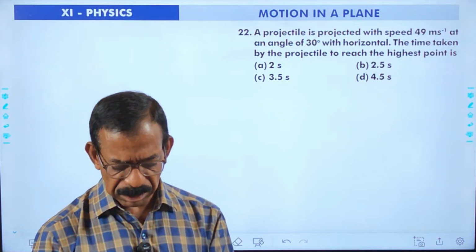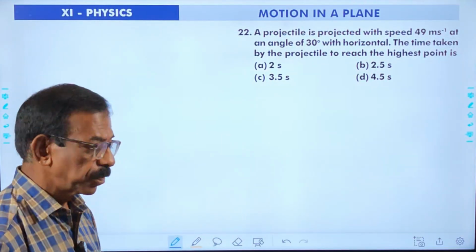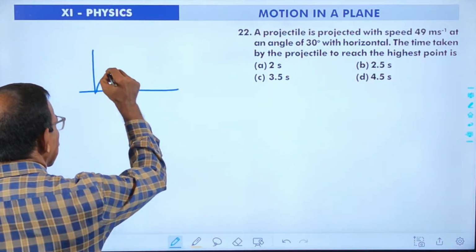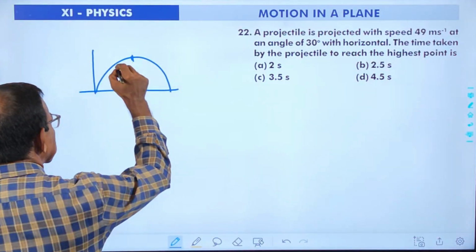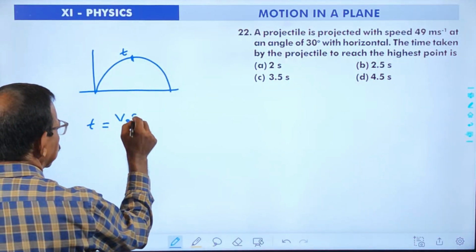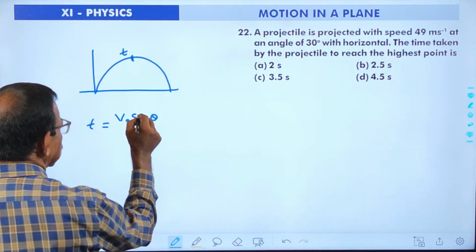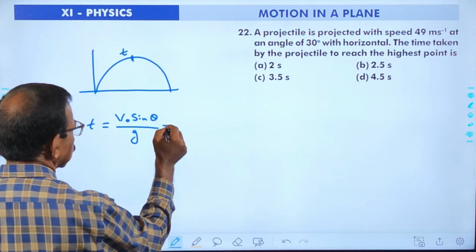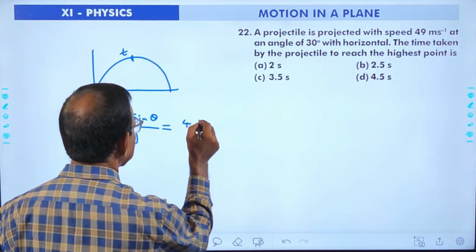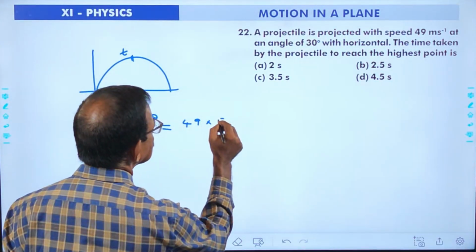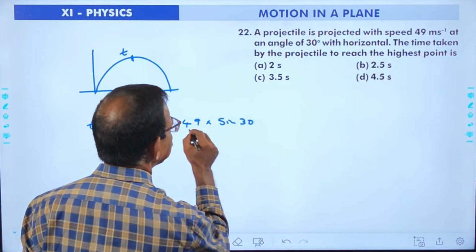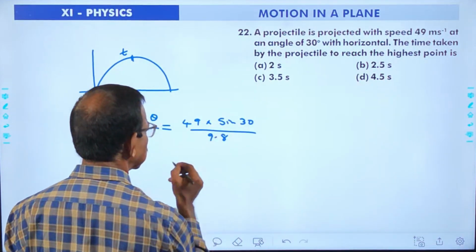Time taken by the projectile to reach the highest point, not the time of flight. Up to this time, it is t. Time is given by t equals V0 sine theta by g. Here V0 is the initial velocity, the velocity of projection, which is 49, and the angle of projection is 30 degrees, divided by g, which is 9.8.